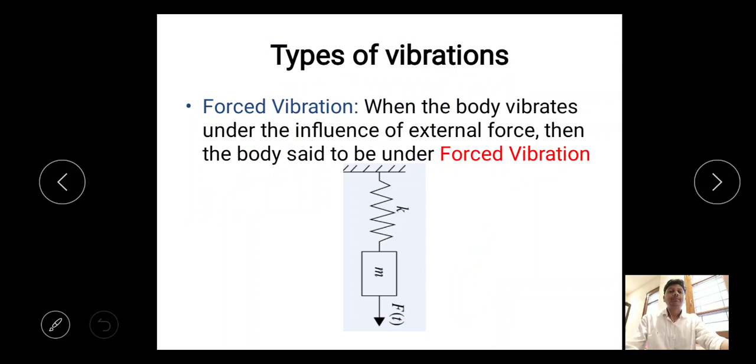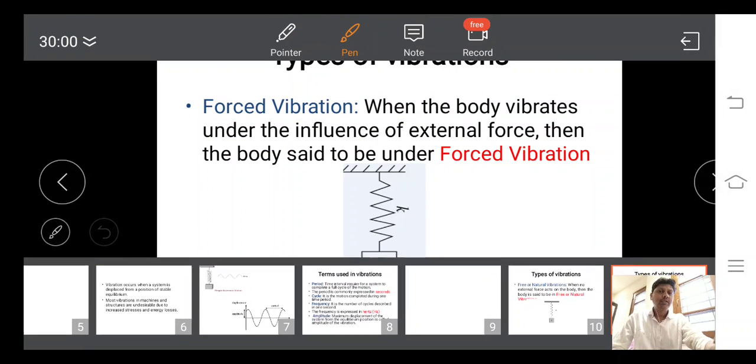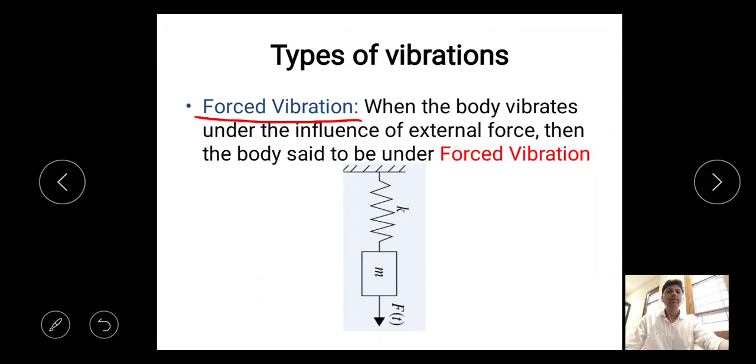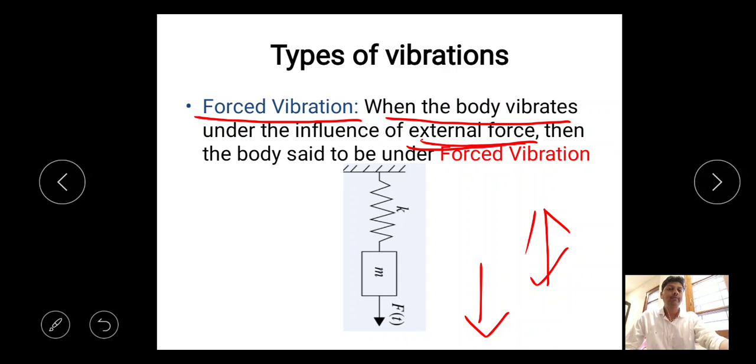The second type of vibration is called forced vibration. What do you mean by forced vibration? There is a spring system and a mass system. If you pull it, what happens? It starts moving in an up and down motion. This is called forced vibration, when a body vibrates under the influence of an external force. Because a force is there, such a vibration is called forced vibration.